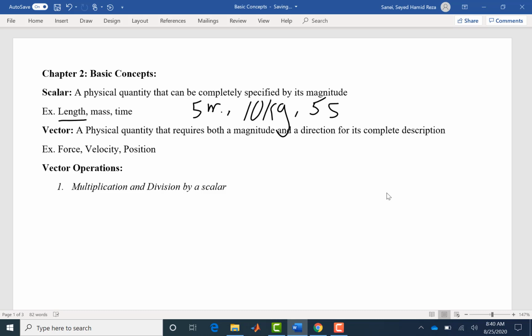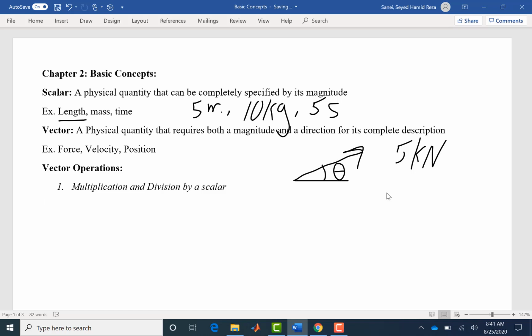A vector is a physical quantity that requires both a magnitude and a direction. So we need more than one value to fully describe a vector. Examples of vector could be force. So if I have a force, I can't just call it 5 kilonewton, because it's important what is the direction of that force. Is it towards positive x, negative x? So in 2D, in two-dimensional, I need two values, one the magnitude and one the angle. In 3D, I need more than one angle.